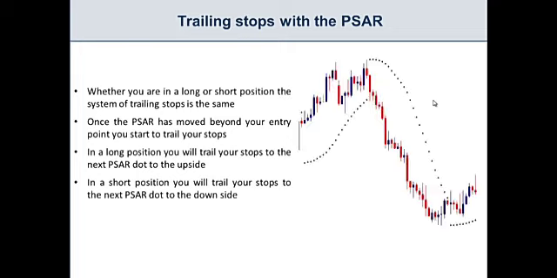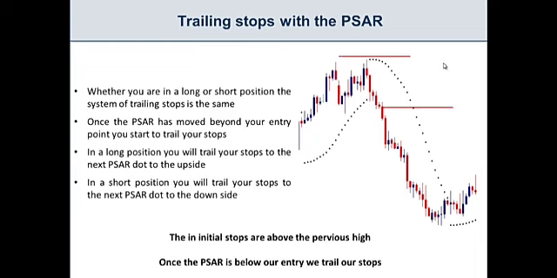Now, here's an example of a chart. This is the same example of the short setup that we saw on the last slide. The initial stops are above the previous highs, as we already saw. Now, once the Parabolic SAR is below our entry, we trail our stops. Remember that our entry is here at the close of this candle, because even though this candle broke the Parabolic SAR, it didn't close below it. We need a close below the Parabolic SAR for us to get a valid entry.